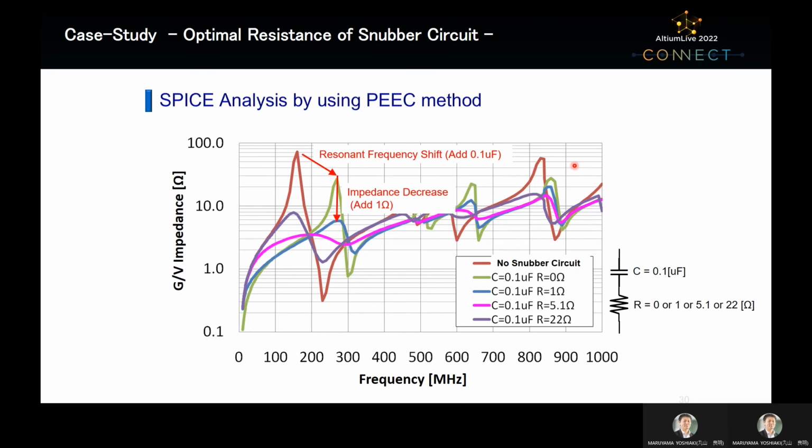This is because the high-frequency noise current has changed to thermal energy due to resistance. In addition, if the resistance value is increased to 5.1 ohms, the resonance peak decreases.